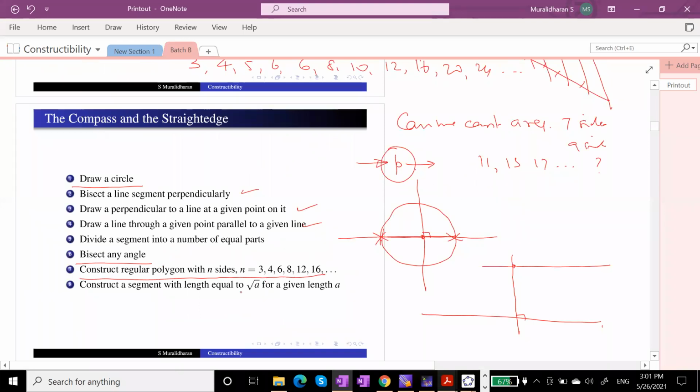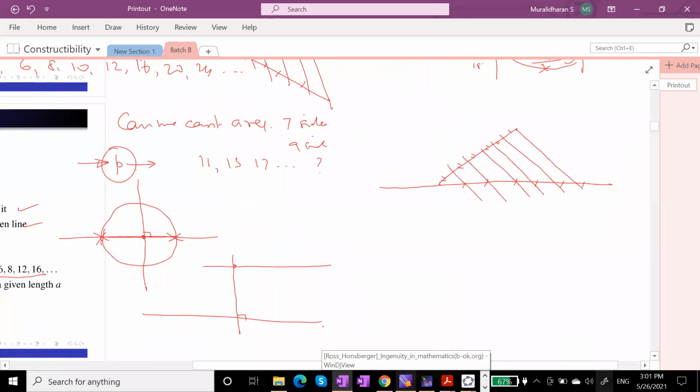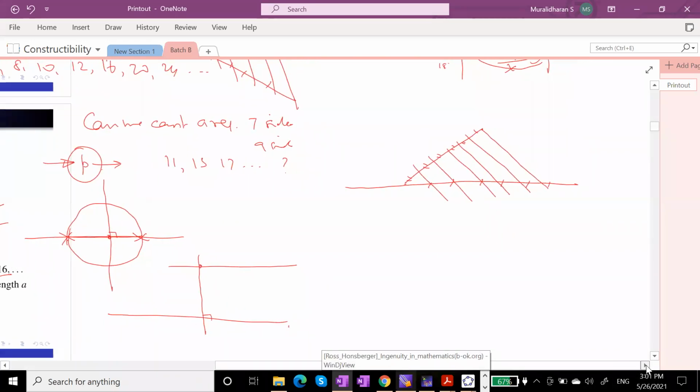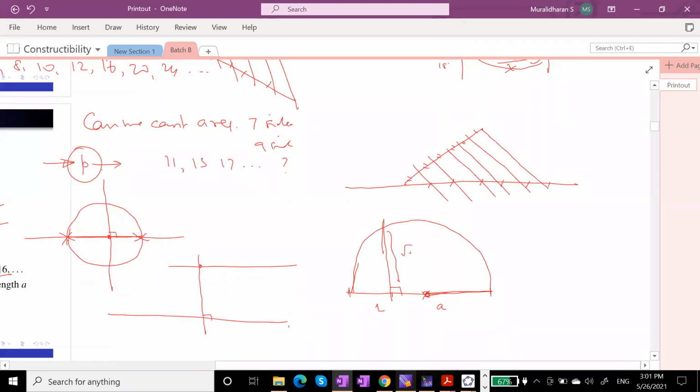This we have already seen. One more thing we can do is, given a length a, I can construct root a also. So let's see how it is possible. This is a simple similar triangle thing. What I do is I just draw a segment. This is length 1, this is length a, and draw a semicircle on that. This is possible because I can just bisect this one by using ruler and compass, and then I can draw this semicircle with this as center and this as the radius, and drop this perpendicular here. Okay, then we claim that this length is root a.